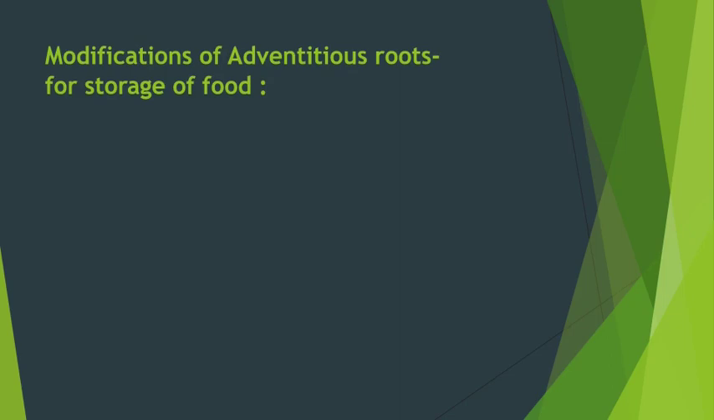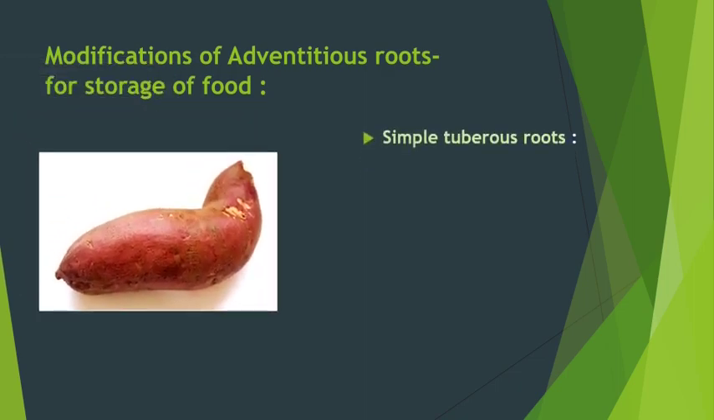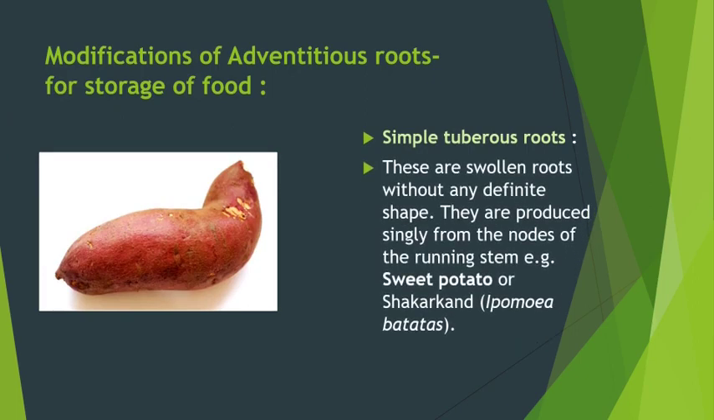Now we are going to study modifications of adventitious roots for storage of food. Before this, we saw the modification of taproot. Adventitious root, first we'll talk about simple tuberous root. From the picture you can identify it is sweet potato, also called shakarkand or Ipomoea batatas, rattalu. You will see that it is a root because it does not have any node, internode. It develops from a single node, and one of the fibrous roots becomes swollen. It does not have a definite shape, and it becomes tuberous and stores the food. So simple tuberous root, sweet potato, modification of adventitious root.